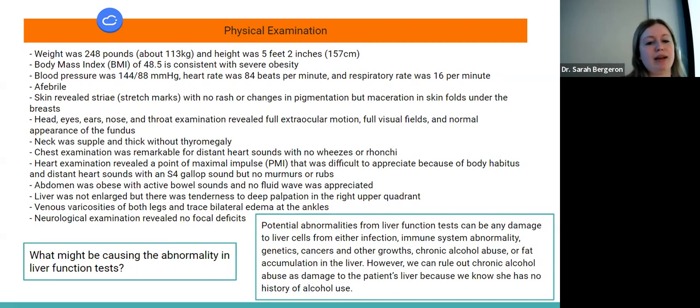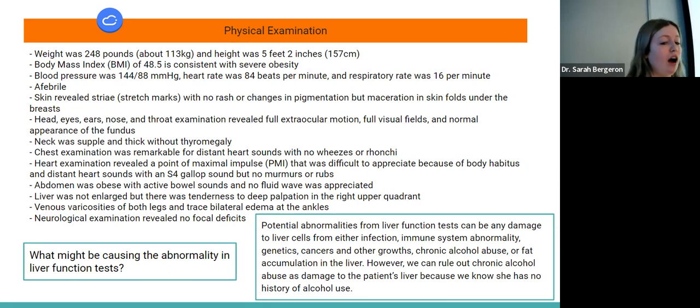Her chest examination was remarkable for distant heart sounds with no wheezes or rhonchi. Her heart examination revealed a point of maximal impulse that was difficult to appreciate because of body habitus, and distant heart sounds with an S4 gallop sound, but no murmurs or rubs. Her abdomen was obese, but with active bowel sounds, and no fluid wave was appreciated.